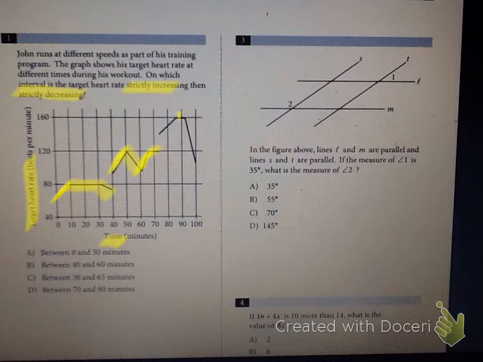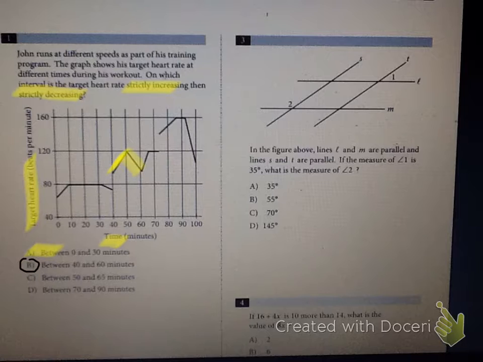So we have to look at our choices and see if there are any partial intervals that have what we want. So between 0 and 30, we know that one's out. Between 40 and 60, so increasing, then decreasing, we got our answer. So pretty quick question there. We talked through it and still got done in a short amount of time. Again, looking at the previous video, time is important.